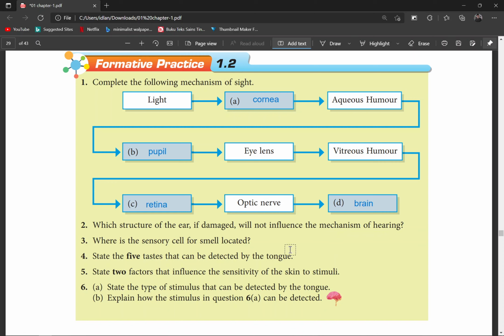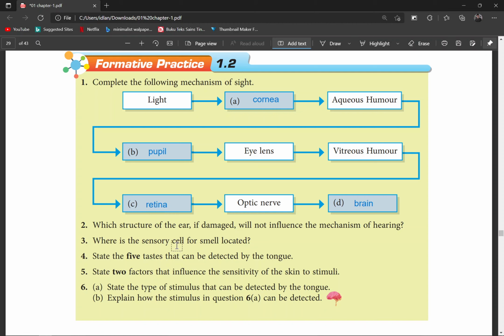So that is a thing that will not lead to damage. I mean, it will not cause any problem. Okay, the earlobe will not cause any problem for the mechanism of hearing.